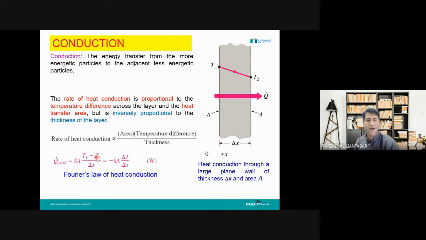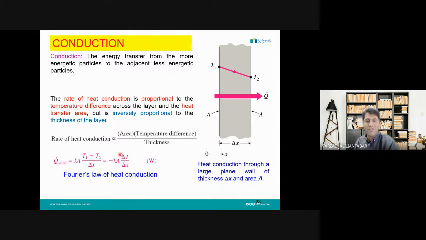If we write our equation like this, it is okay. Q dot will be a positive value. K is positive, A is positive, T1 is bigger than T2, so the result of this will be positive. Delta x also is positive. Finally, Q dot will be positive as well, which is right.